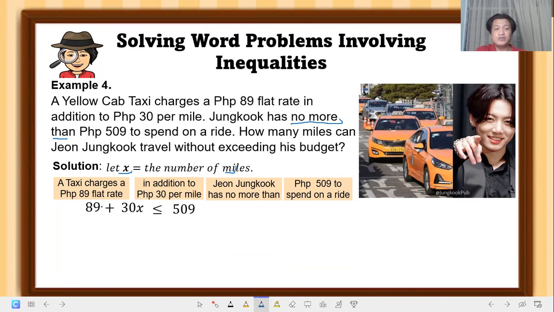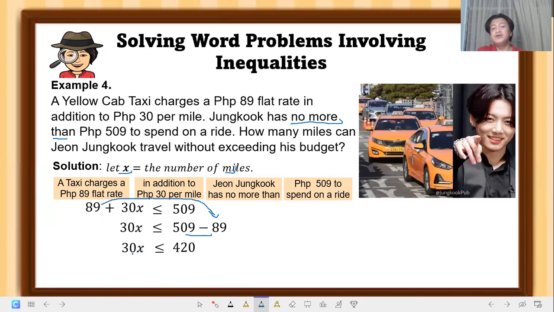Since this is a constant term, you are going to add the additive inverse on both sides of the inequality. Let's just take a shortcut. That will become negative, we transpose it. Copy the less than or equal to 509 and the remaining 30x. And then you subtract. What is 509 minus 89? That is equal to 420. Copy the 30x there.